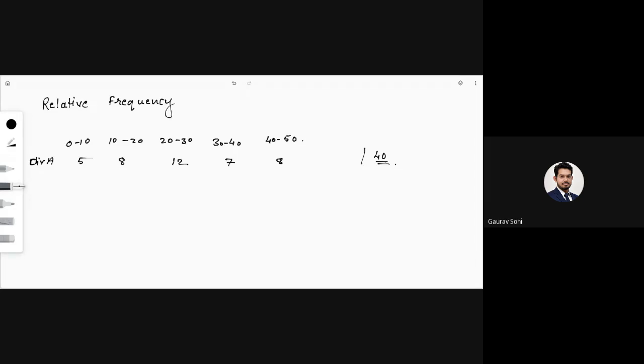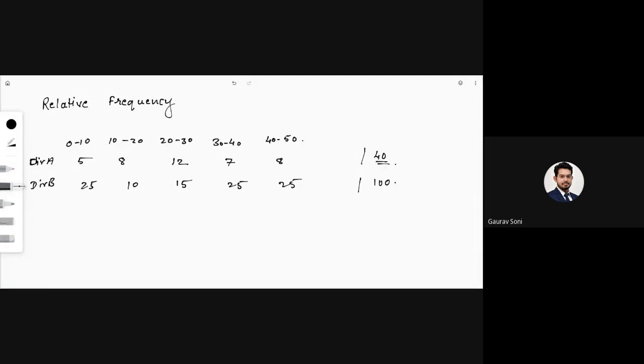And division B is having say 100 students, and the distribution is 25, 10, 15, 25, 25. And I want to compare them now. I need to find out how many students have more than 20 marks.